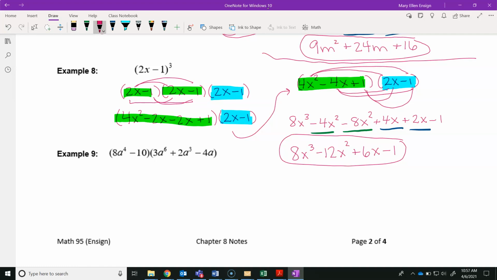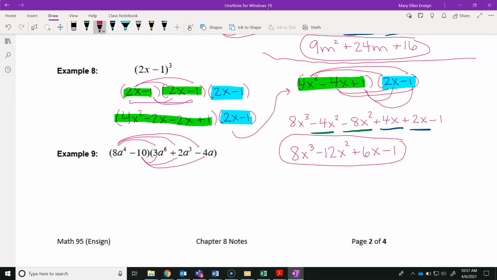Example 9. So again, very similar to what we ended up with the last one, a binomial times a trinomial, just flipped in the other order this time. So my 8a to the 4th gets a turn to be multiplied by all 3 in the second, and then my negative 10 gets a chance to be multiplied by all 3 in the second. All right, so again, we're going to get 6 terms, and we'll have to wait and see if any of them can be combined at the end.